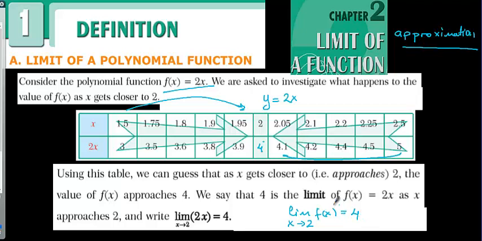What is the logic of it? Sometimes we are not going to give any value for the function, so instead of giving a direct value to the function, we are going to use this approximation method.